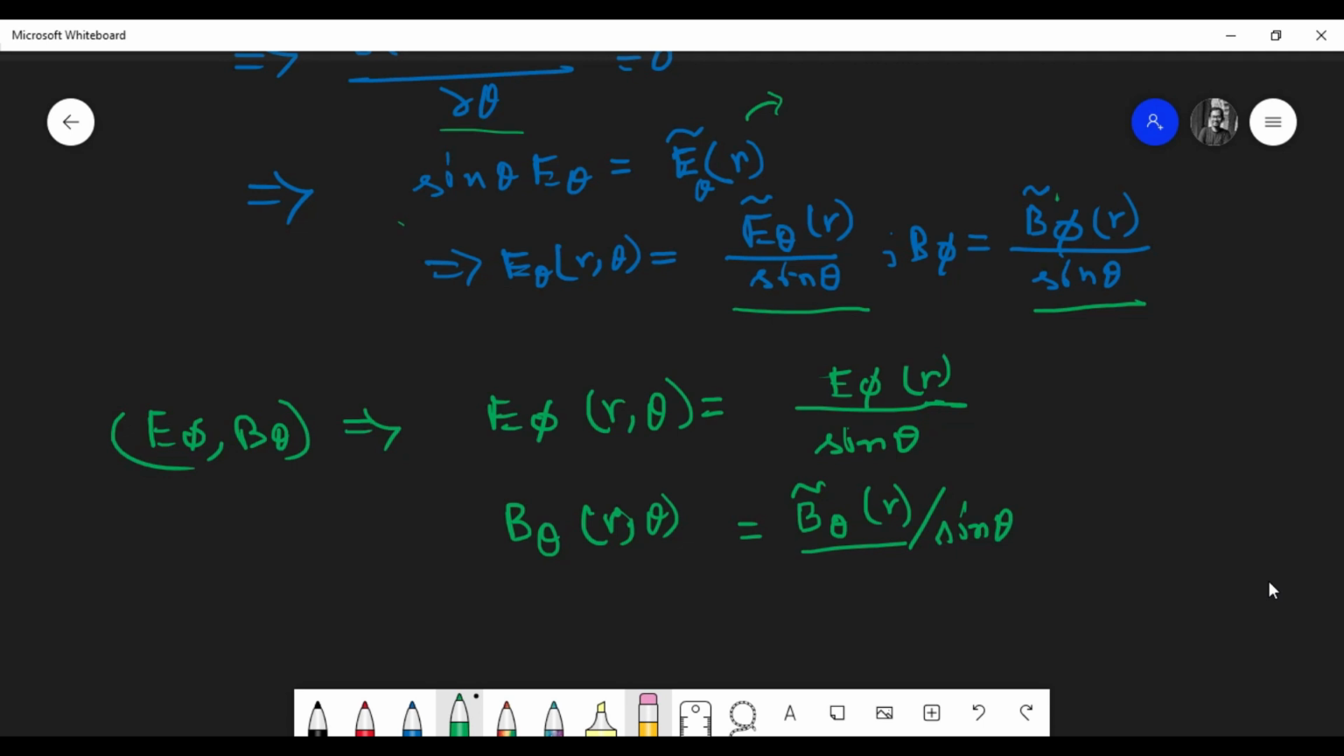Now for the E phi B theta solution, we will have similar types of functions for E phi and B theta because they satisfy a similar type of equation.